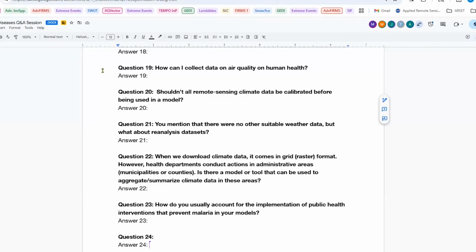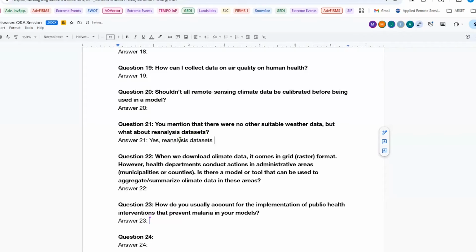Okay, thank you very much, Mike. So question 21 relates to your case study in Ethiopia. You mentioned that there were no other suitable weather data, but how about reanalysis data sets? Can you use those? Yes, certainly reanalysis data sets can be used.